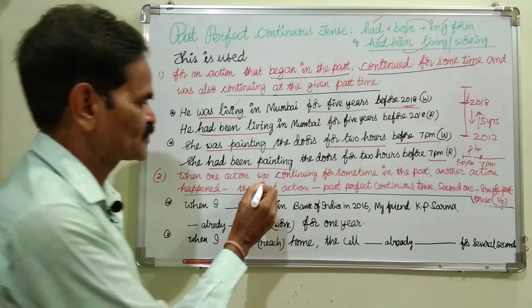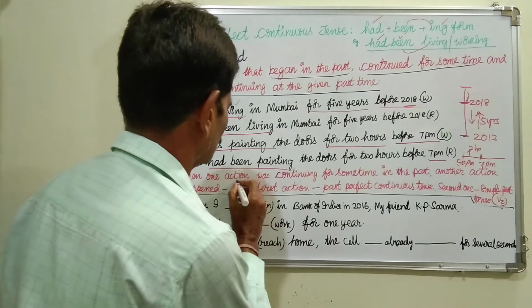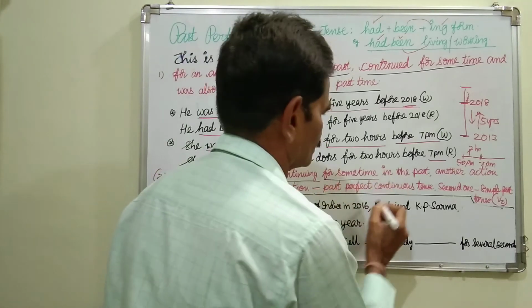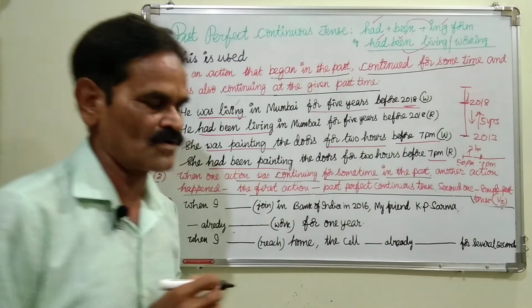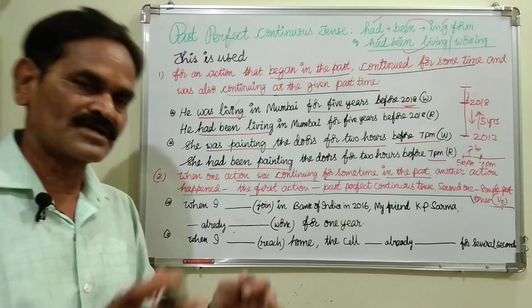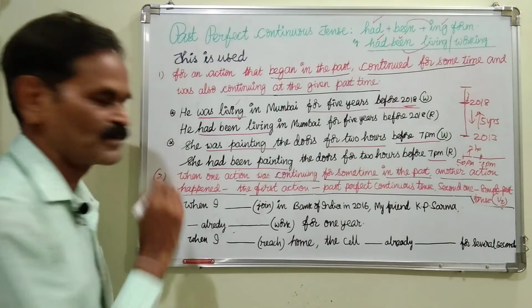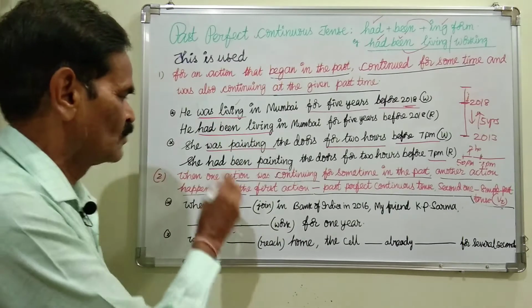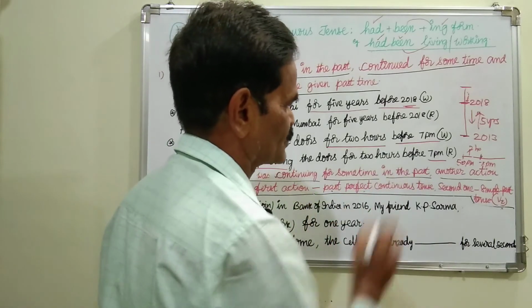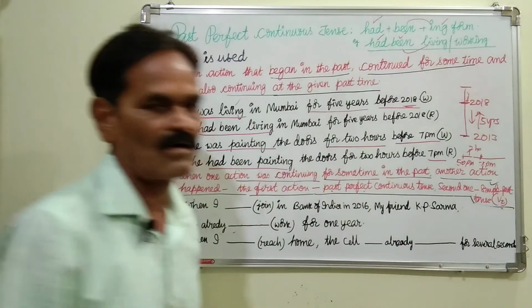Suppose when one action was continuing, one action was going on for some time, in the past, not now, in the past, one action began and it was continuing, okay, for some time, then another action happened. So that action which was continuing, that is the first action, must be past perfect continuous tense, and the second action what happened, that must be in simple past tense.